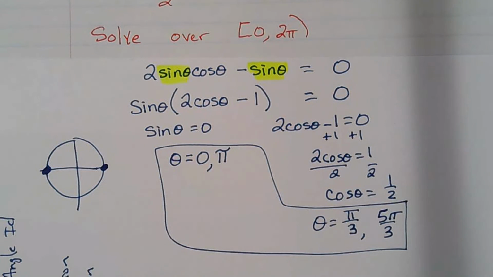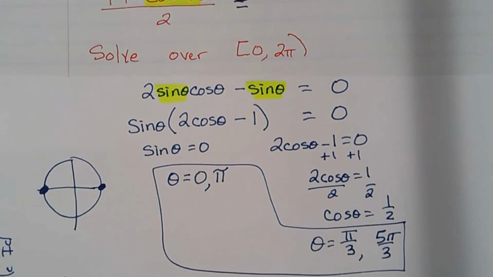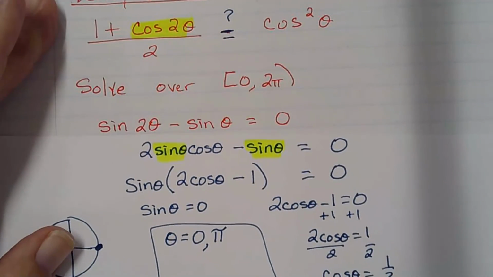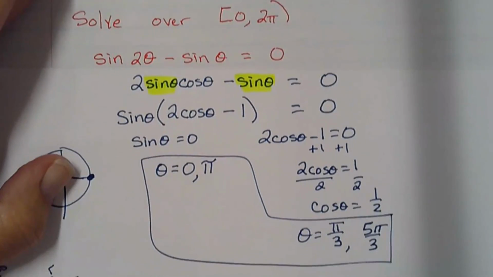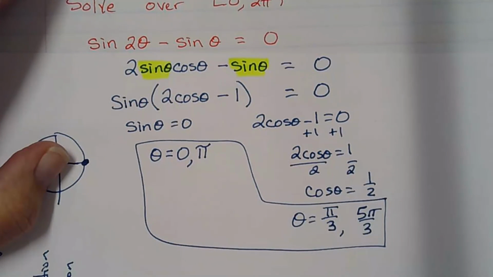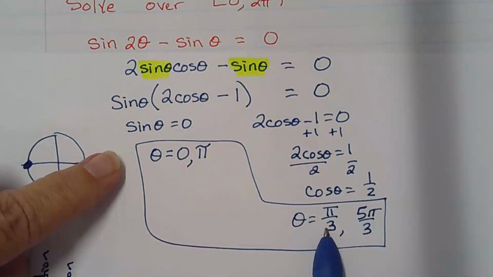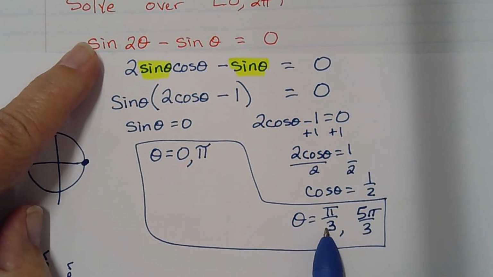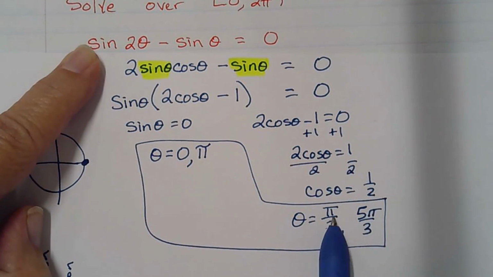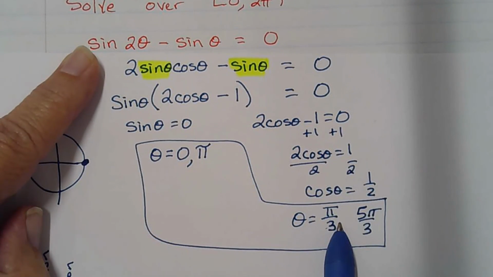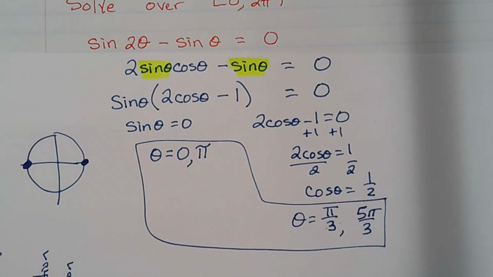Now, keep in mind, if you wanted to check this, you could go back to your original equation, right? And you could take each one of these values for theta and type it in. So you could type in sine 2 times pi over 3 minus sine pi over 3, enter, and check to see if it equals 0. So just remember that you can check with the calculator.